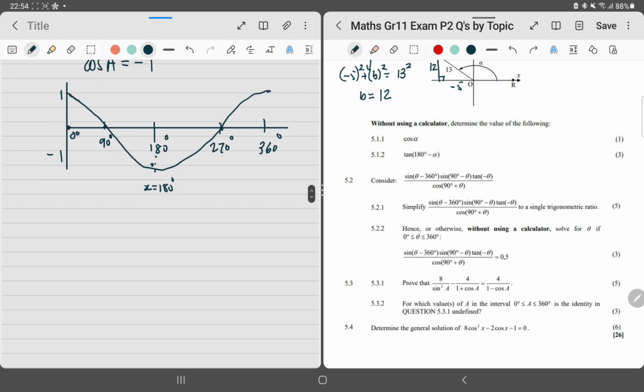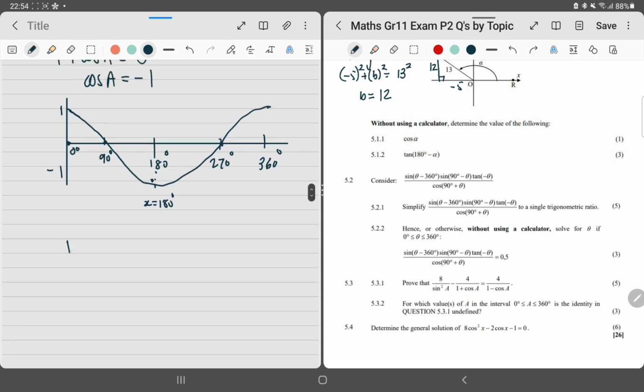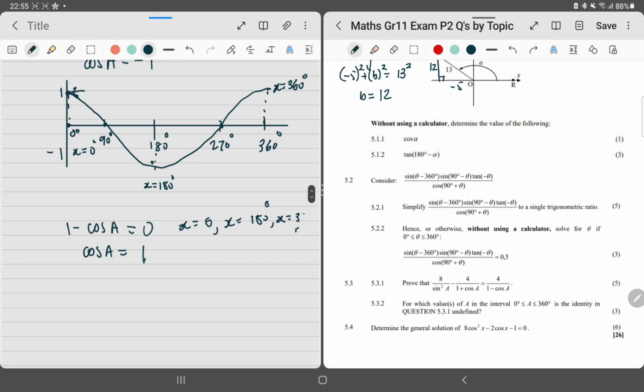And then we'll also check the last one, which is 1 minus cos of A, which is equals to 0. So cos of A should be equals to 1 as well. And then this is at x is equals to 360 degrees, and also when x is equals to 0, right there, the graph is equals to 1 there. So it's x is equals to 0, x is equals to 180, and x is equals to 360.